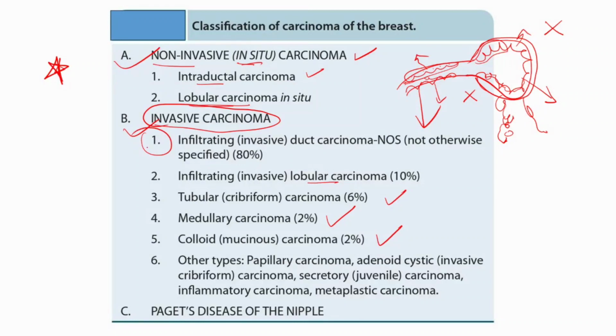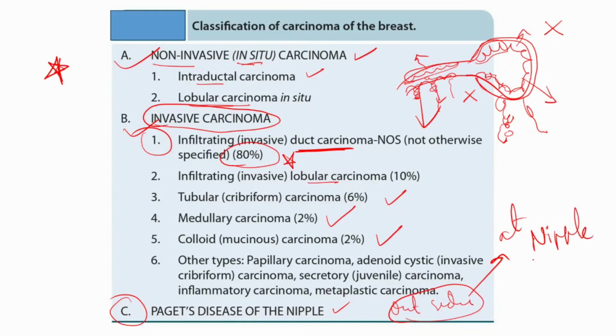In invasive carcinoma also, the first one, infiltrating duct carcinoma, the carcinoma which is traveling from the ducts, is approximately 80%. They are very, very common. The remaining are less common. And the third category is Paget's disease. This Paget's disease of the nipple is present outside the breast, particularly at the nipple. That is Paget's disease. Okay, the carcinoma which is extravasated, which is present outside the breast near the nipple area, is Paget's disease.